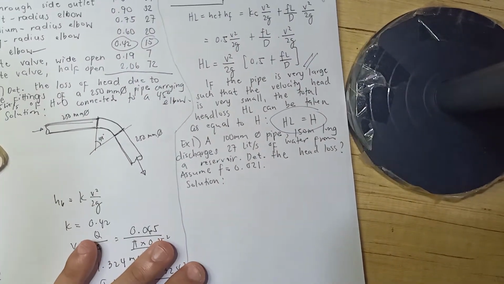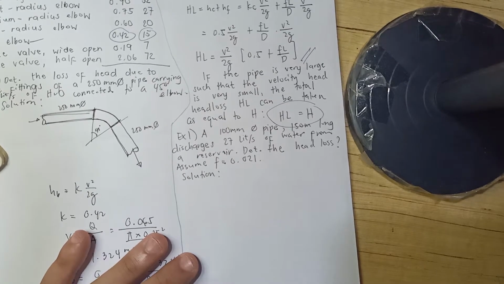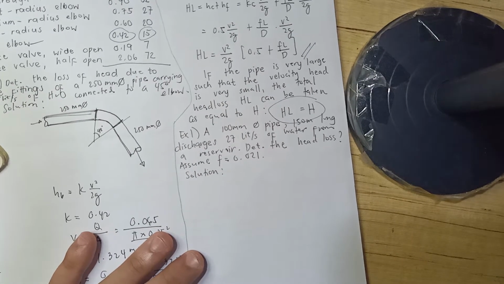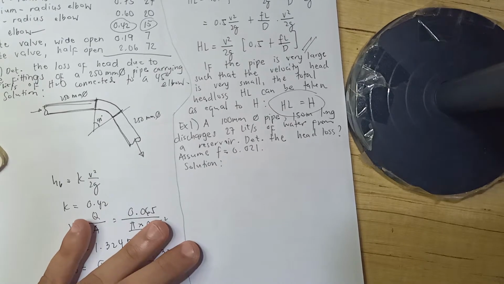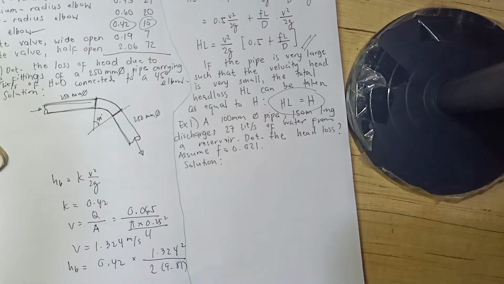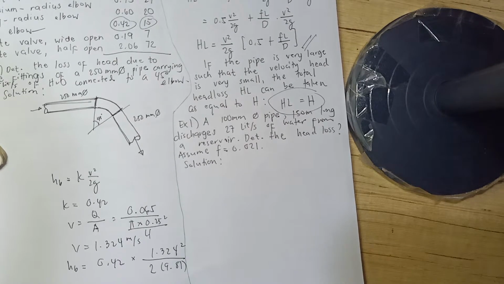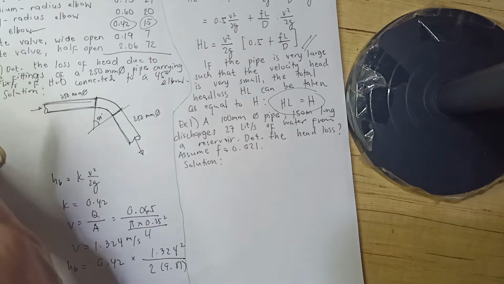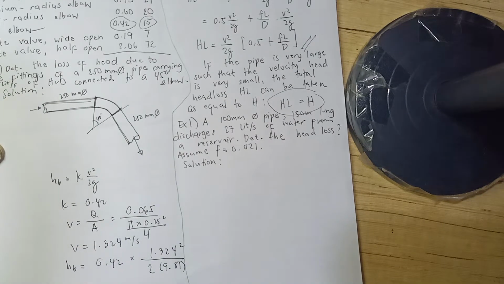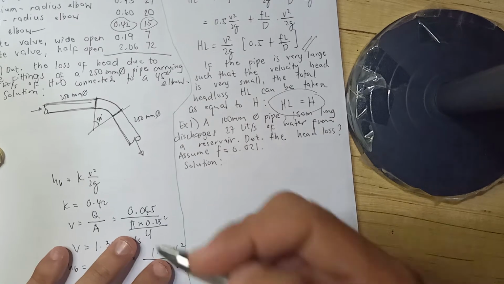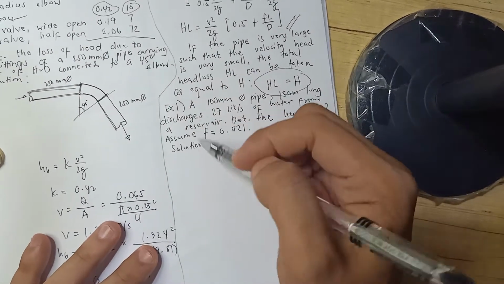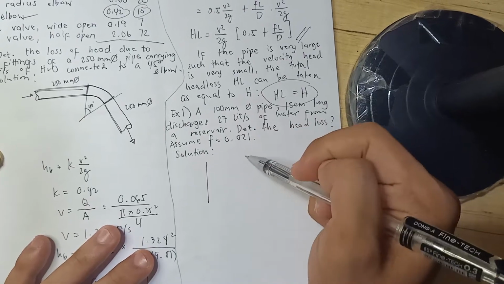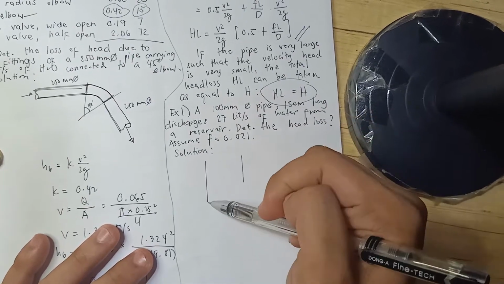So, a 100 millimeter diameter pipe, 150 meters long, discharges 27 liters per second of water from a reservoir. We are to determine the head loss, and we are instructed to assume F, again, F is the friction factor, to be 0.021. So the solution is, of course, we will illustrate the reservoir simply as this.